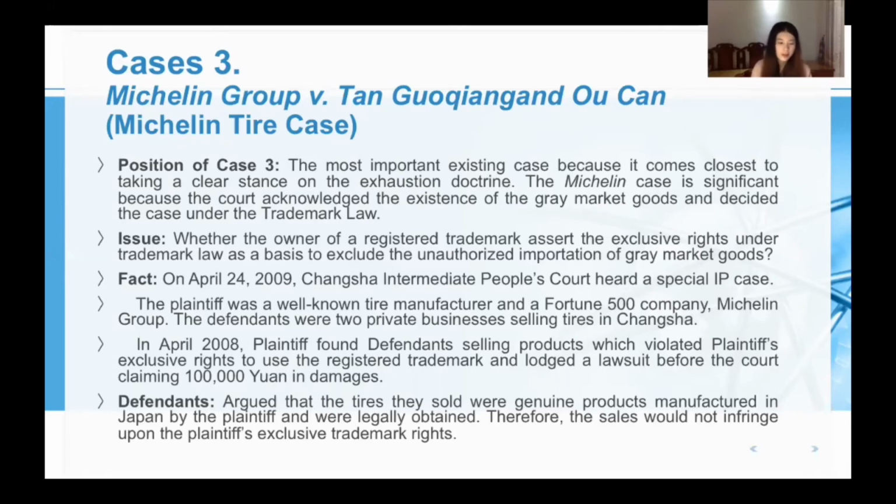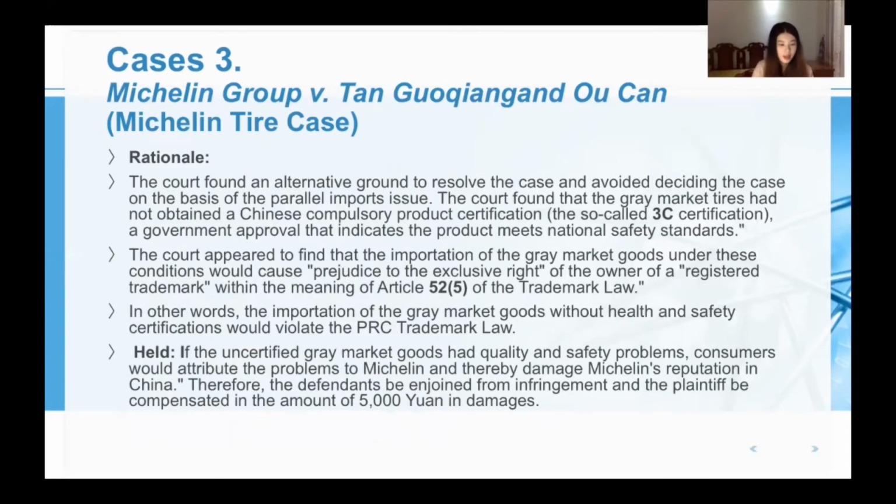The issue was brought squarely before the court: could the owner of a registered trademark assert the exclusive rights under the trademark law as a basis to exclude the unauthorized importation of grey market goods? Once again, however, the court found alternative grounds to resolve the case and avoided deciding it on the basis of the parallel importation issue. The court found that the grey market tires had not obtained the Chinese compulsory product certification, a government approval that indicates that the product meets national safety standards.